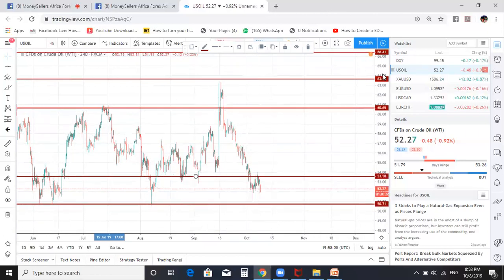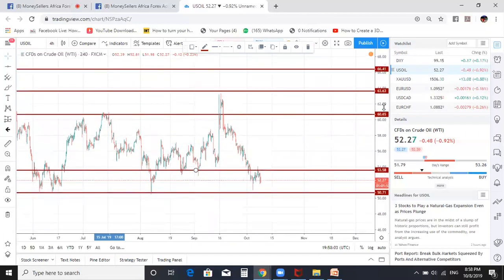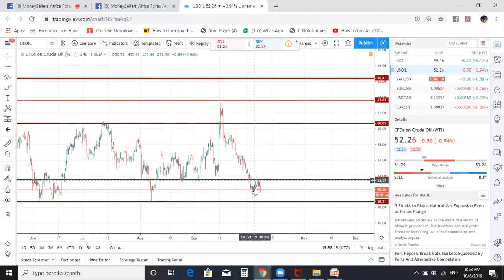So that's basically how you look for your support and resistance and you trade them in order for you to be able to know where to exit and where to enter. It's very important. Another thing support and resistance help you to do is for you to set your stop loss.